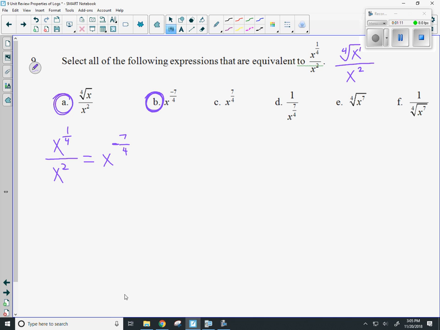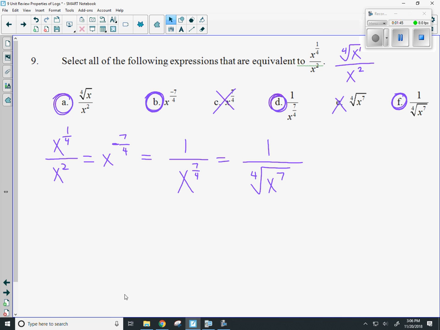Since option B is equivalent, then there's no way option C is. Since this is a negative exponent, we can rewrite it as a positive exponent by putting it in the denominator, and that makes option D equivalent. Between E and F, if I were to rewrite this using a radical, 4 would be the index, and 7 would be on the power inside of x. And since that's in the denominator, F has to be our option that is equivalent as well.